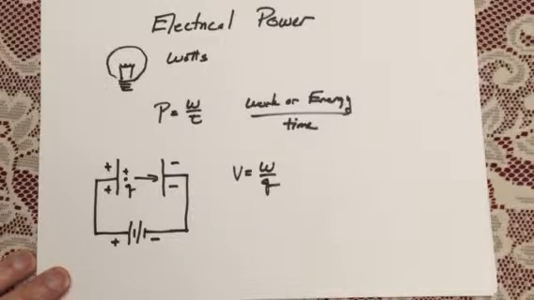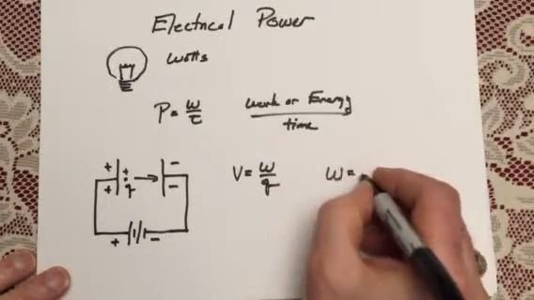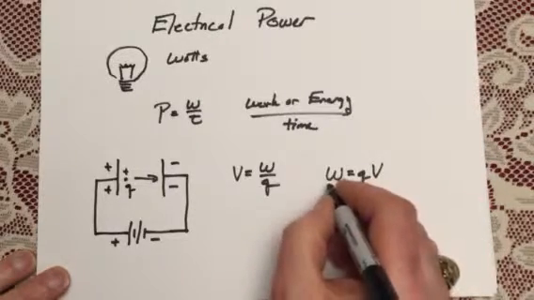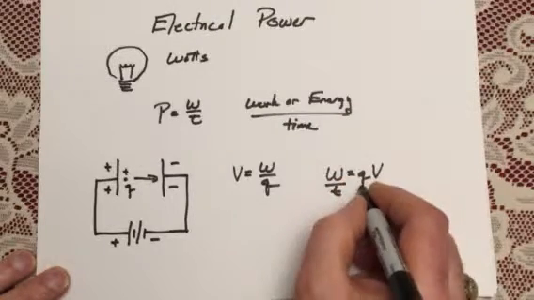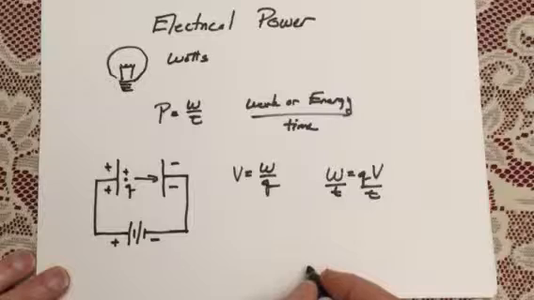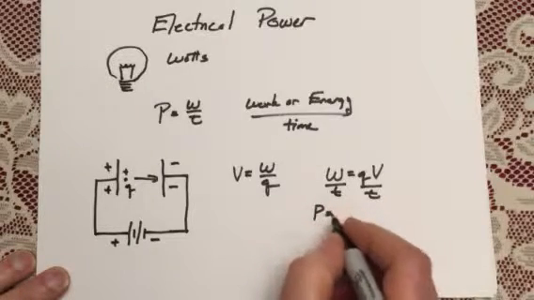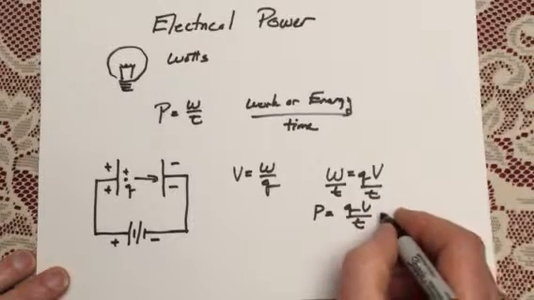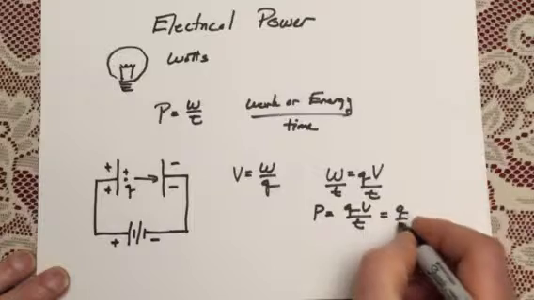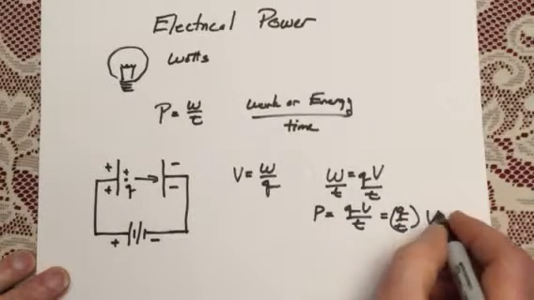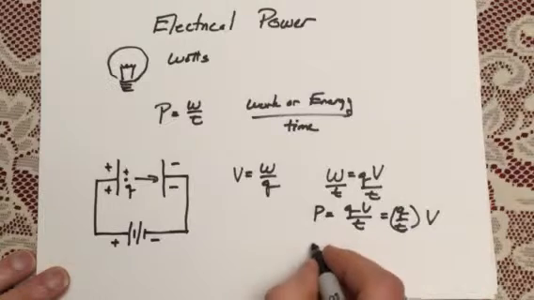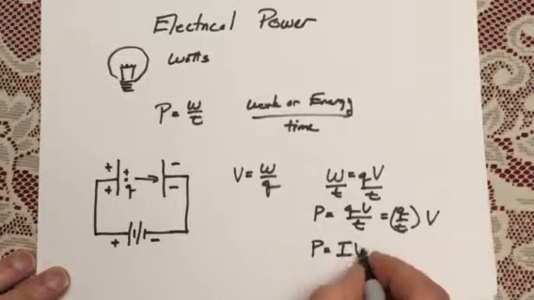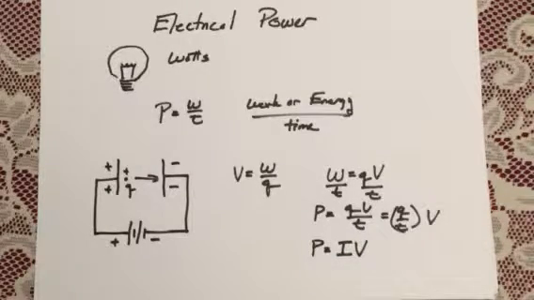Now let's rearrange that a little bit. Let's make it my work or energy is going to be the charge times the electrical potential. Let's divide both sides of this by time, because that's going to give us power on our left-hand side. Power is going to be QV over T. Let's pull out the Q and the T together. And charge over time is current.